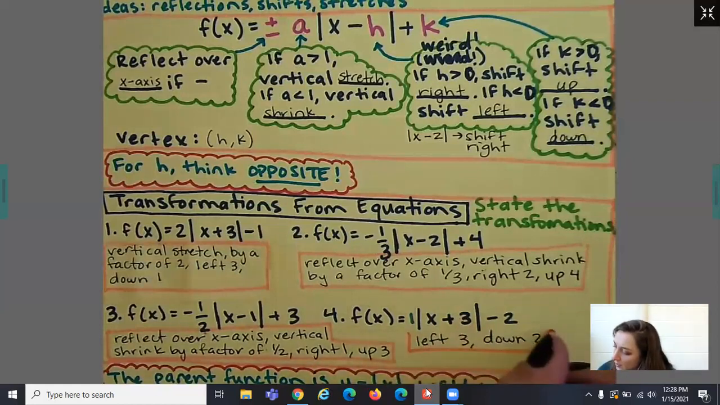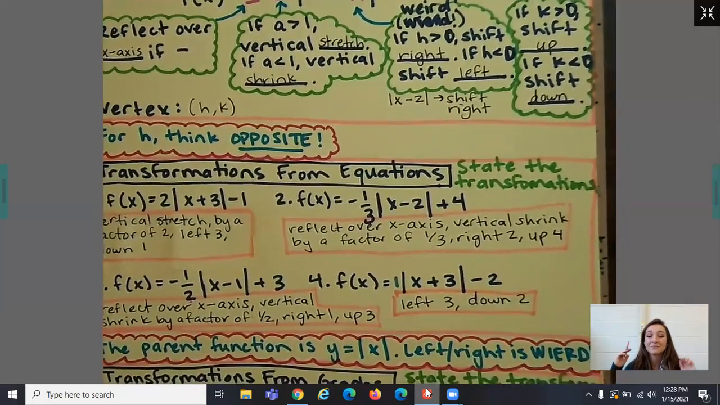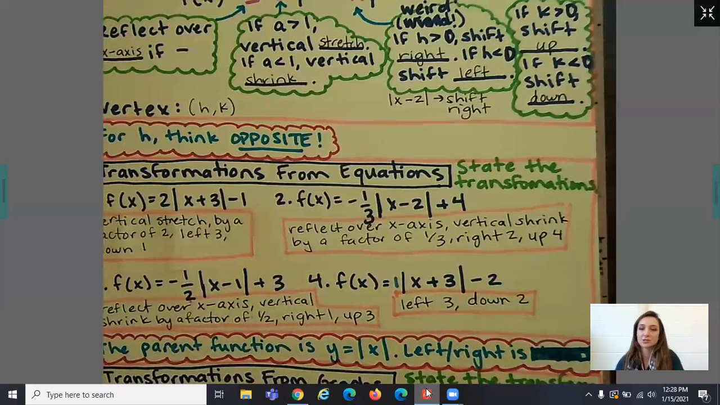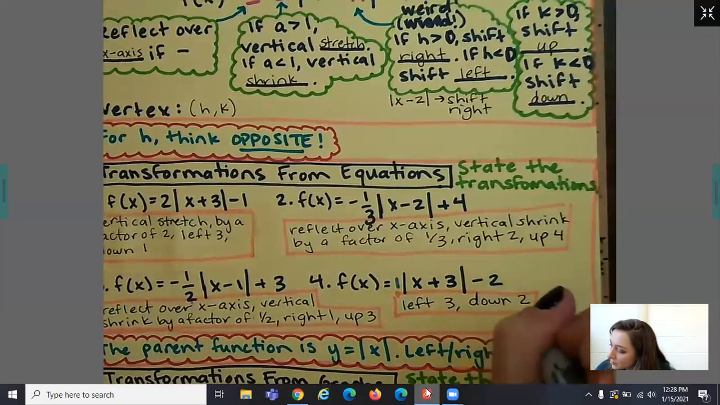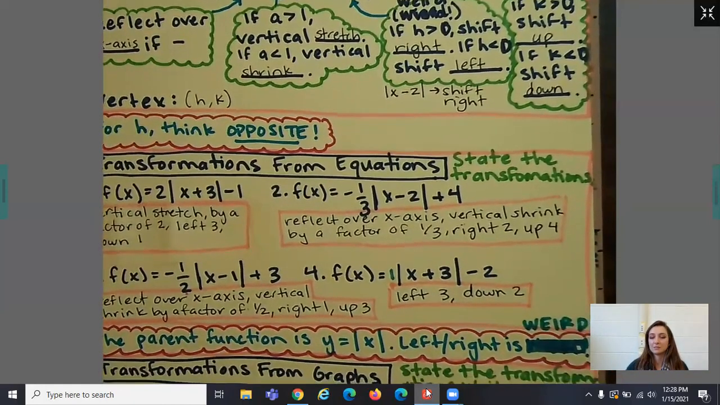Okay, so I made a little note here. The parent function is y equals the absolute value of x. And of course, I spelled weird wrong again. I told you guys I cannot spell weird. It always gets me. So weird is not spelled that way. It is actually spelled W-E-I-R-D. Okay, but left to right is the only weird one. So just keep that in mind.